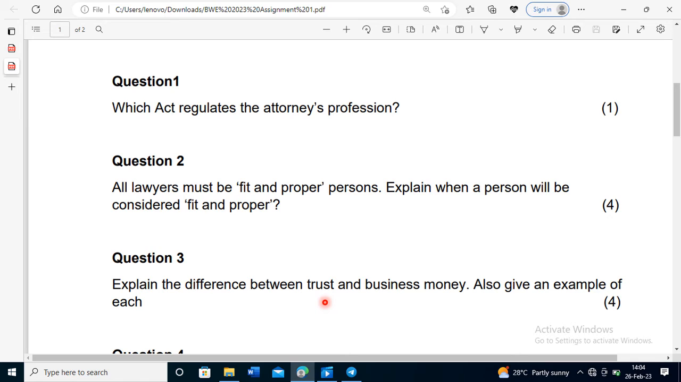So if you go to page 10 under 1.4.4.1, you will see the difference between trust money and business money. So what you have to do here is show the difference, and after showing the difference, you have to give an example for each, trust money and business money. Yeah?